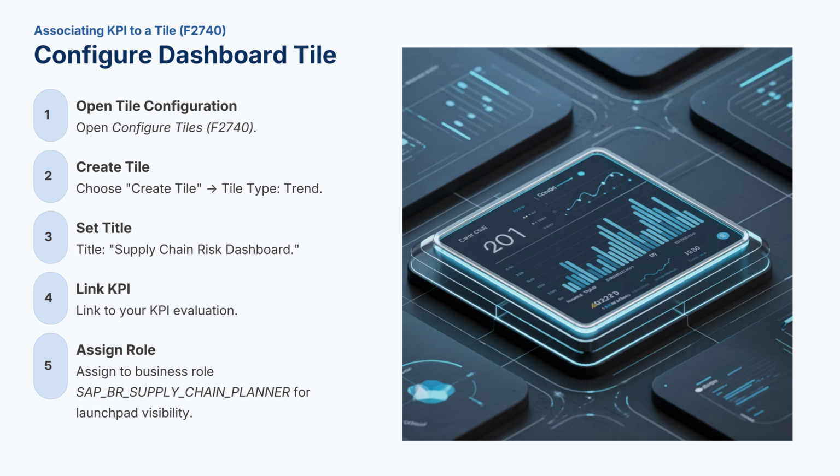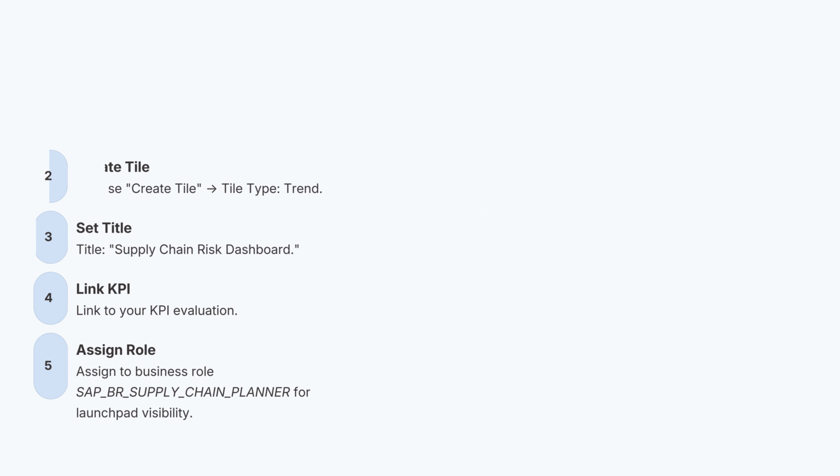Associating KPI to a tile, F2740. Next, go to Configure Tiles, F27. Create a new trend tile titled Supply Chain Risk Dashboard. Link the tile to your KPI evaluation. Assign it to the SAP Supply Chain Planner role and activate. When users refresh their Launchpad, this tile appears automatically.